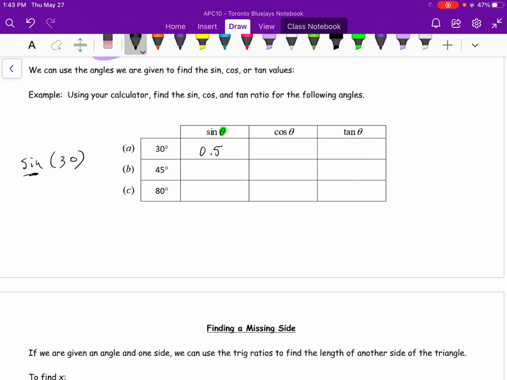Cosine of 30 degrees is equal to 0.866, and it's a really long decimal. How many decimal places do you keep? All of them. You may not write down all of them, but we're going to try to keep all of them in the running memory of your calculator. Last, tangent of 30 degrees is 0.57735. Now, I don't know these numbers by heart.